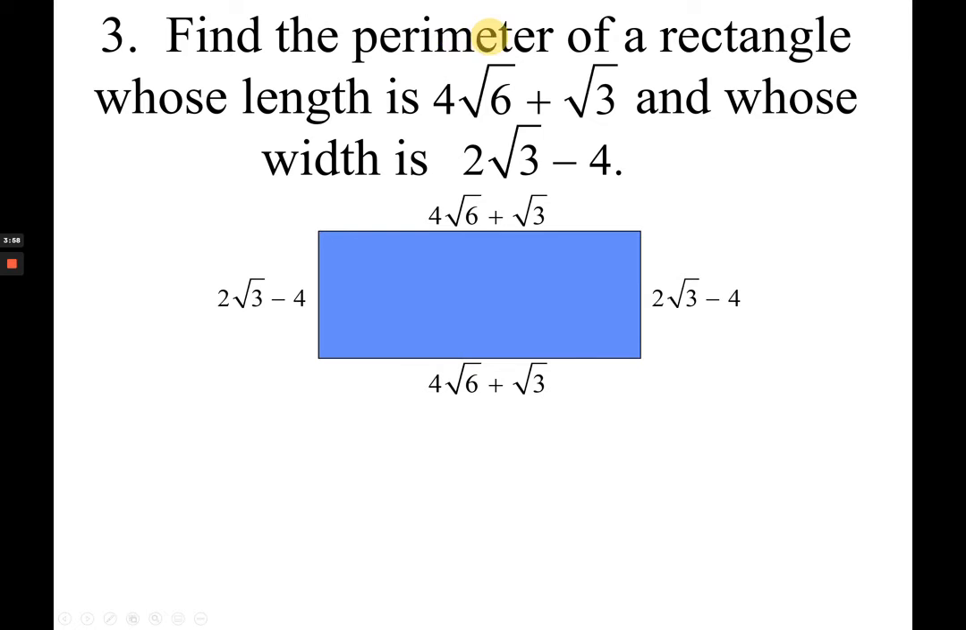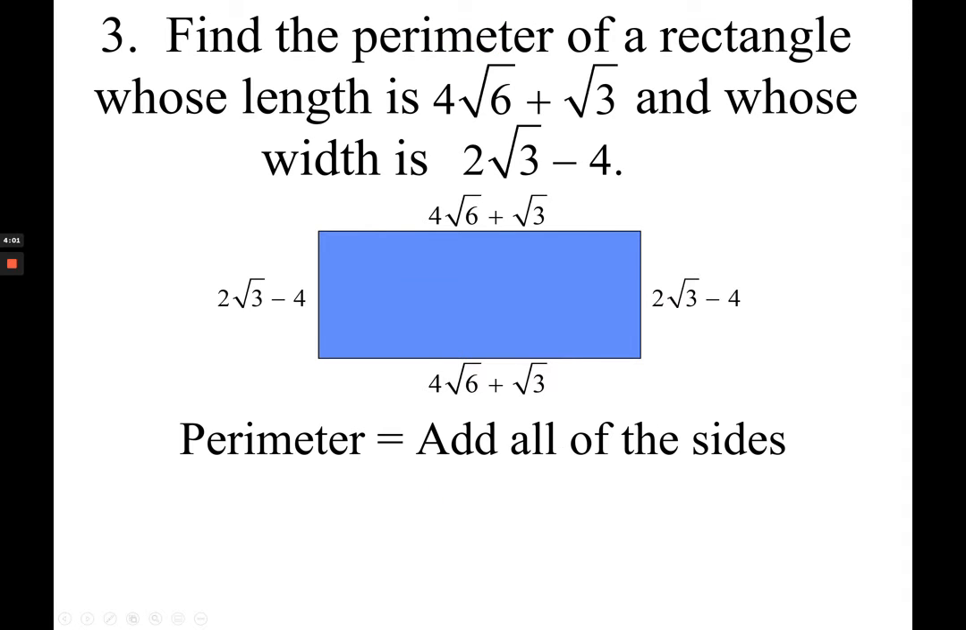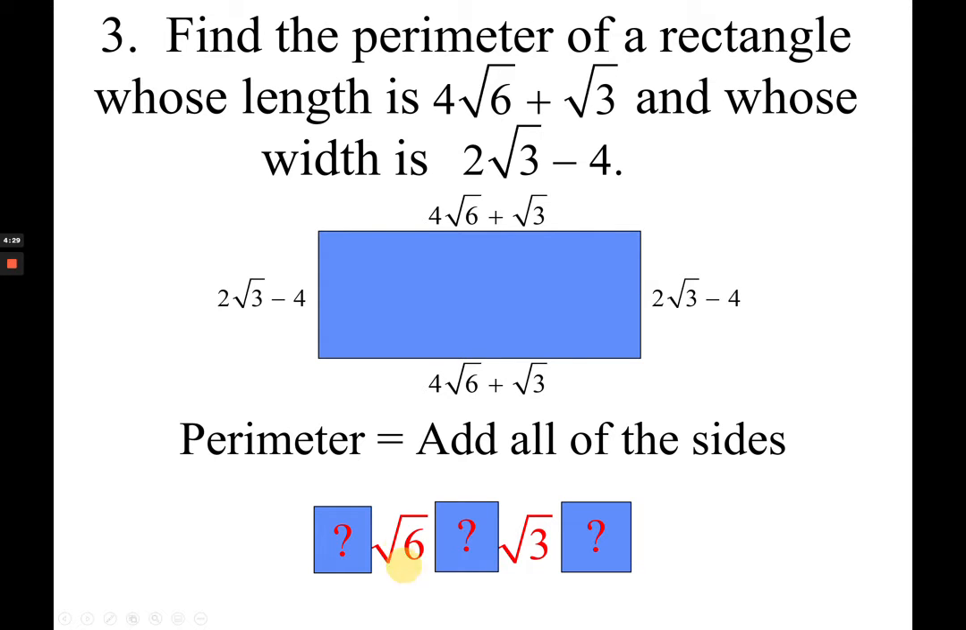We are looking for perimeter. What is perimeter? Perimeter is just the sum of all sides, or you just add all the sides of the rectangle. But since we have radicals as measurements of width and length, we will just combine like radicals. And there are actually 2 pairs of radicals, and there's a constant. Here is your guide. We have square root of 6 radicals, there's square root of 3's, and the last question mark is actually the numbers, which do not have radicals.